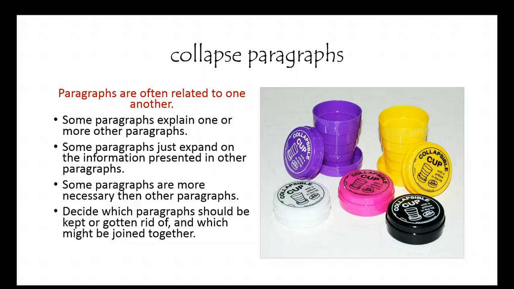Often paragraphs are related to one another. Some paragraphs just explain another paragraph. Some paragraphs just expand on the information from the paragraph before. Some paragraphs are more necessary than others. Decide which paragraphs should be kept or gotten rid of and which might be joined together. Start collapsing ideas into each other, because that's what a summary is. If this uncollapsed cup is the full text, then this collapsed version would be the summary.